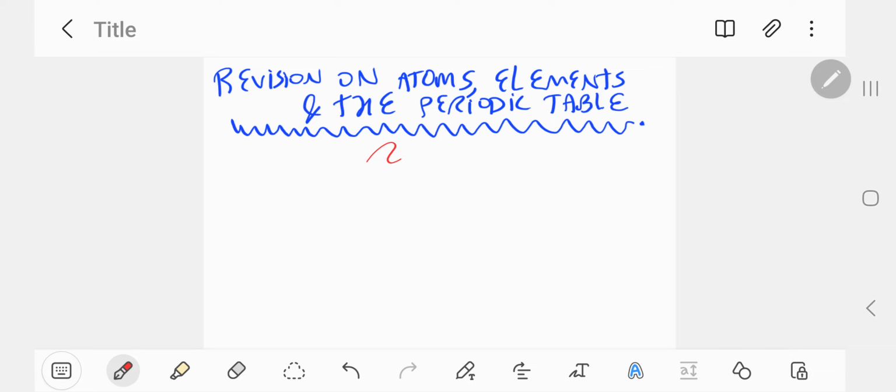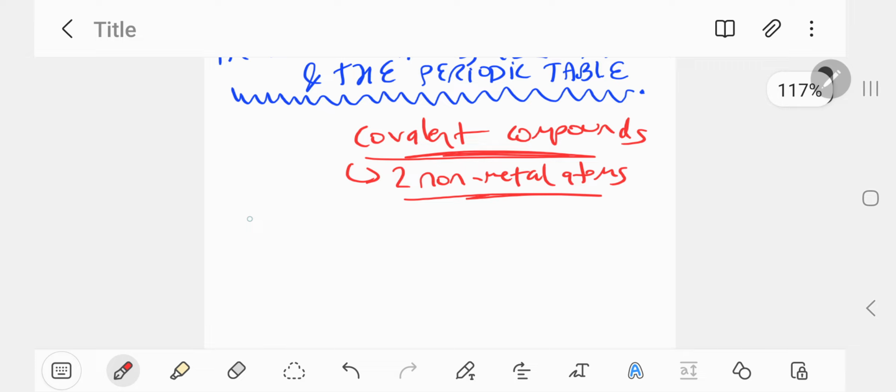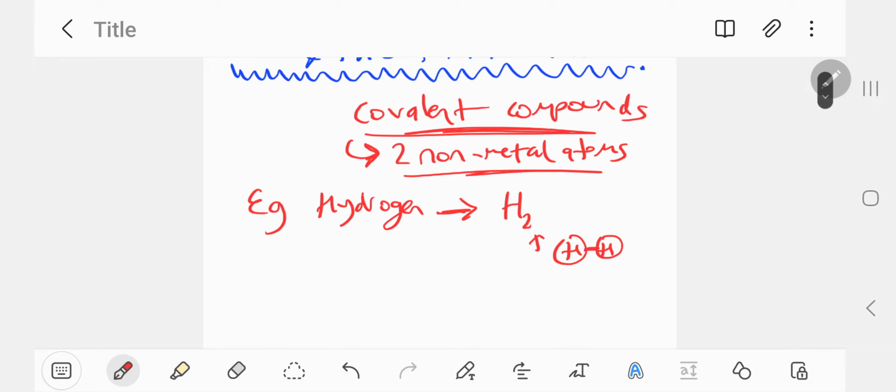So let's look at covalent compounds. Covalent compounds are compounds formed from two non-metal atoms stuck together. When you take two non-metal atoms, stick them together, you get a covalent compound. A common example is hydrogen. Hydrogen exists in nature as H with a small subscript 2. The 2 means there's two hydrogens, bonded together.